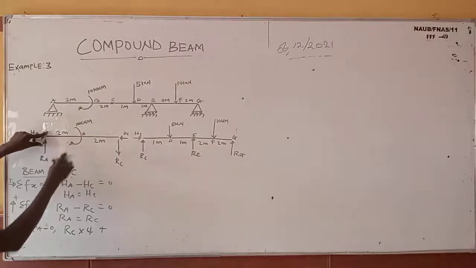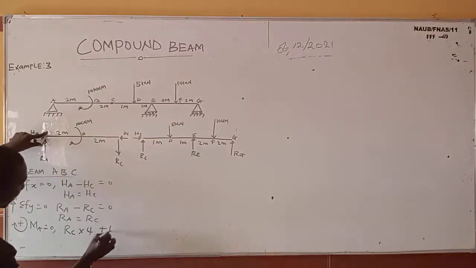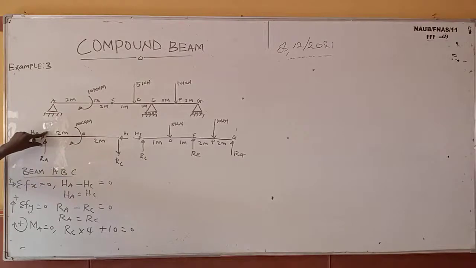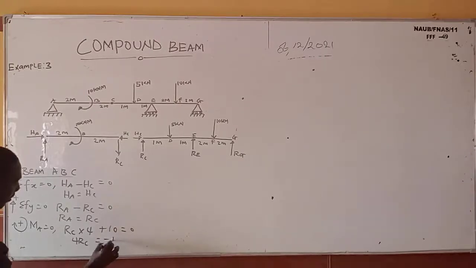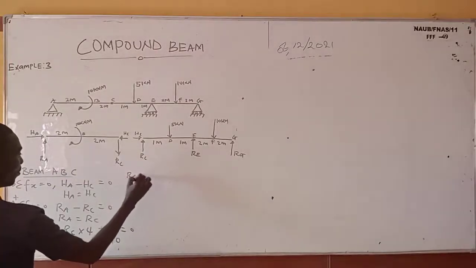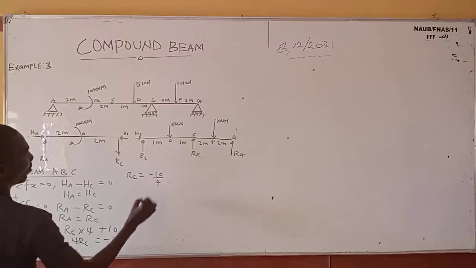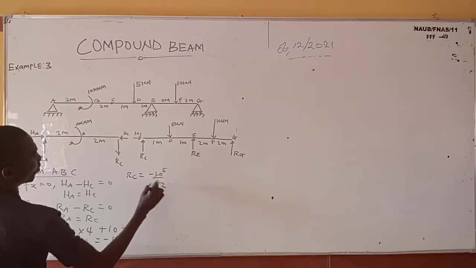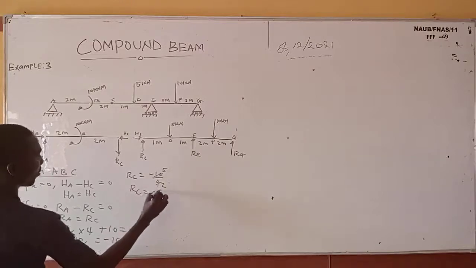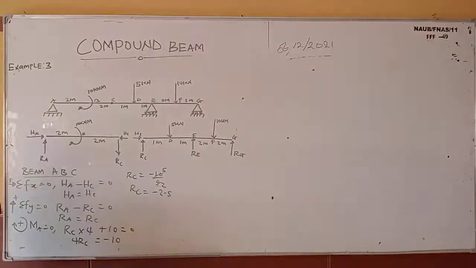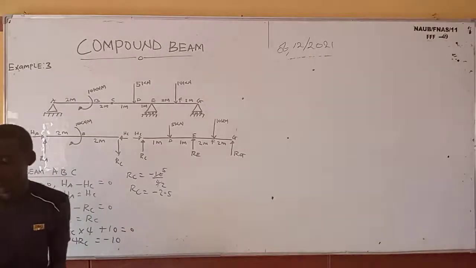That is why you see the unit is kilonewton meter, equals to what? 0. So 4 RC equals to minus 10. So RC equals minus 10 over 4; 2 here 5, 2 here 2. 5 divided by 2, RC will be equals to minus 2.5. Do you get that? Minus 2.5.